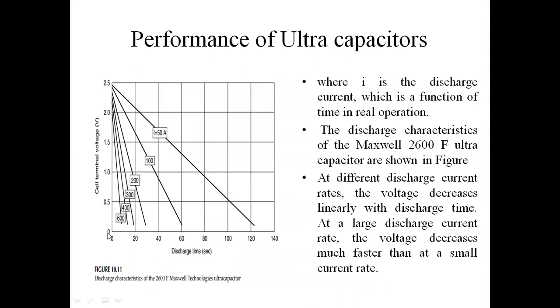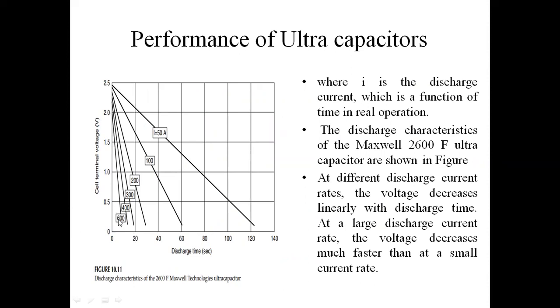Here the cell voltage is 0, 0.5, 1, 1.5, 2 and 2.5. This is the voltage rating of the ultra capacitor. This is the time: 0 to 20, 20 to 40, 40 to 60. This is 60 seconds, which means 1 minute. And here 120 seconds means 2 minutes. The capacitor will discharge in 2 minutes.